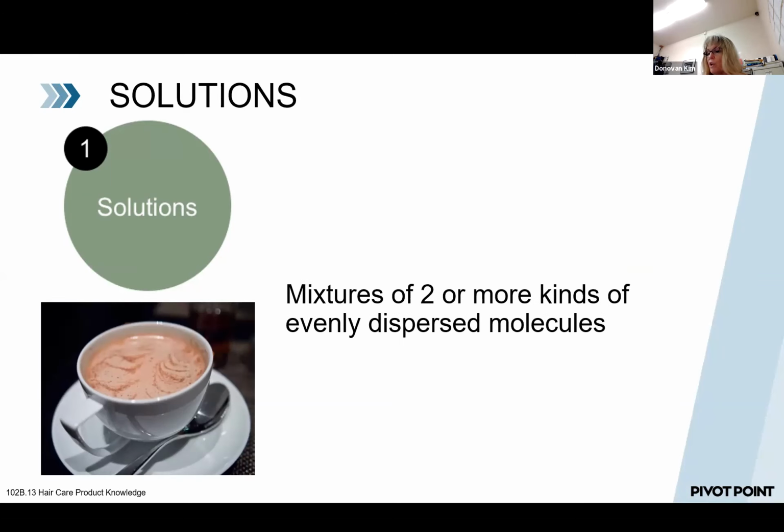So the first one we're going to look at is a solution. This is where you have 2 or more kinds of evenly dispersed molecules. These are evenly dispersed and they are miscible. Miscible, M-I-S-C-I-B-L-E, means that they can be mixed together and they stay mixed together. They will not separate.